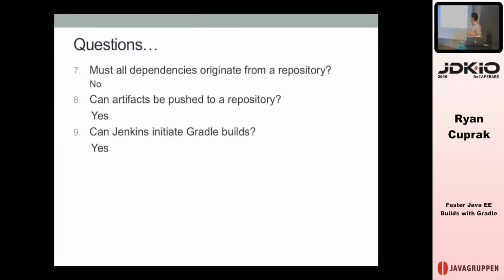Must all dependencies originate from a repository? No, you can pull stuff in, which you can leverage for pulling in parts from an older portion of the build system. Can artifacts be published to a repository like Nexus or Artifactory? Yes. Can Jenkins initiate Gradle builds? Most definitely.